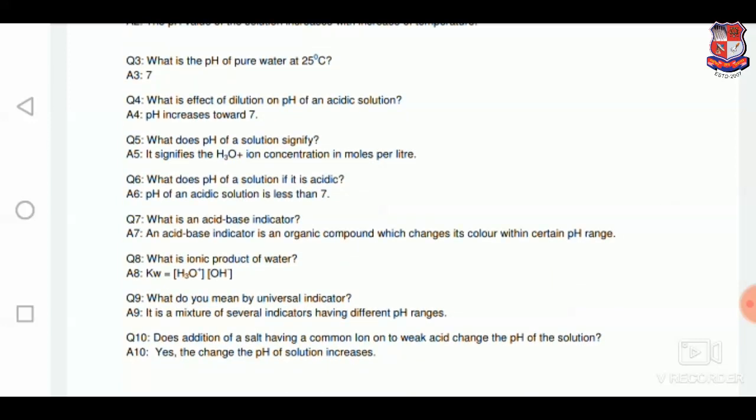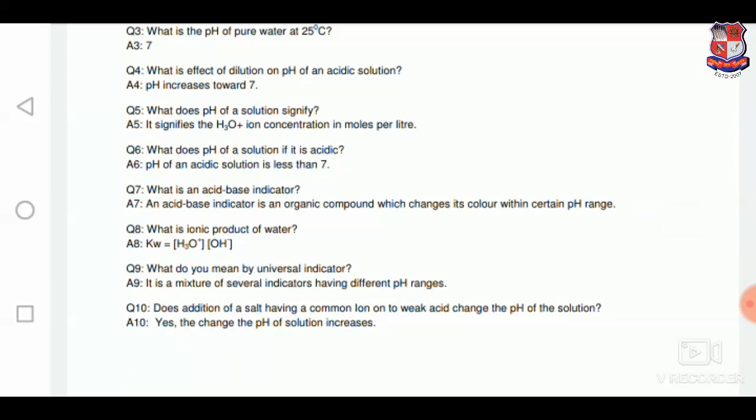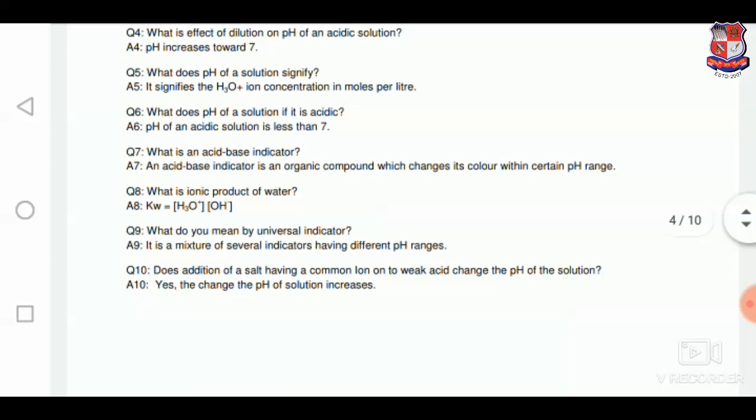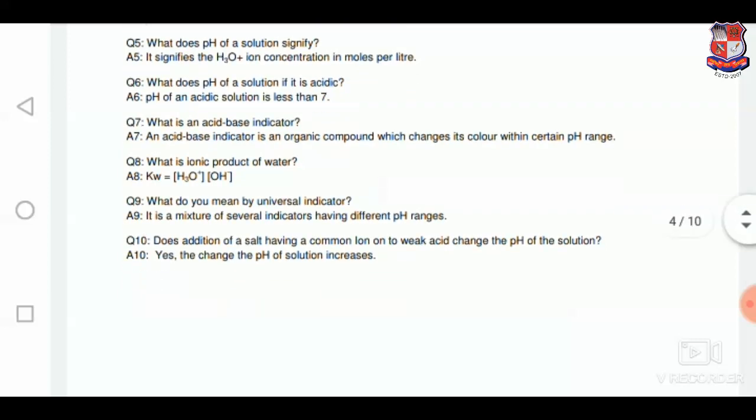What is the effect of dilution on the pH of an acidic solution? pH increases towards 7. What does the pH of a solution signify? It signifies the H3O+ ion concentration in moles per liter. What is the pH of a solution if it is acidic? The pH of an acidic solution is less than 7. What is an acid base indicator? An acid base indicator is an organic compound which changes its color within a certain pH range.